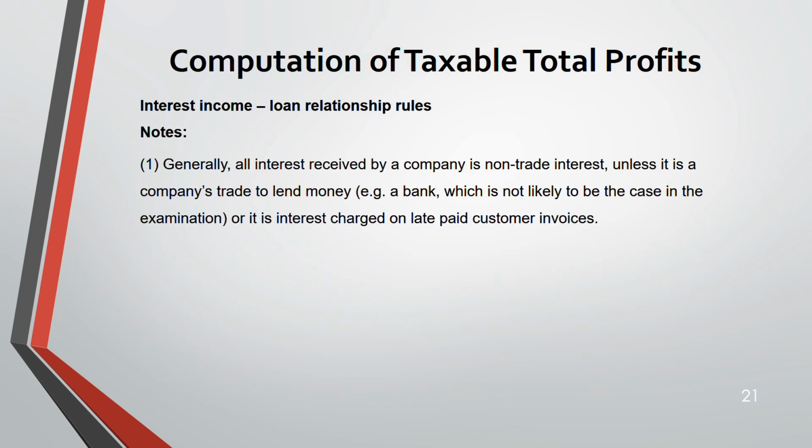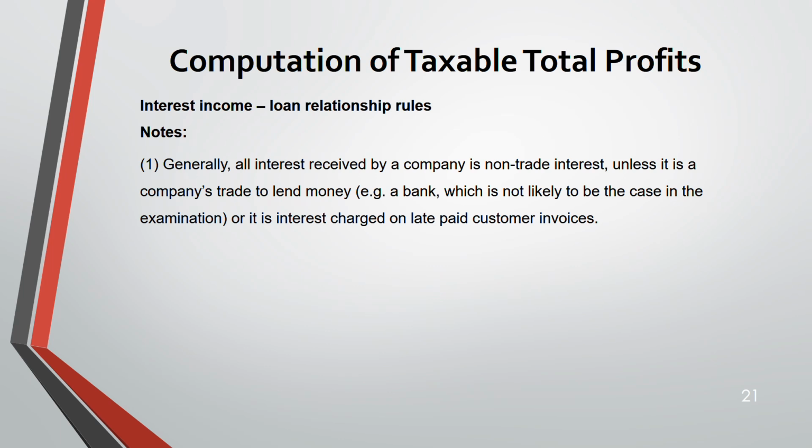Now, the first note, where we said that we don't have any. All interest received by a company is non-trade interest. You can't say that interest received by a company is for trading purpose. No. That's why it says non-applicable as note 1, unless it is the company's trade to lend money. Let's say a bank. What is the bank's primary trade? To lend money. For them, lending money is a trade. But we are not working in a bank scenario, right? In the examination, they will not tell you that you are working in a bank. You might be working in a company. That is the normal situation.